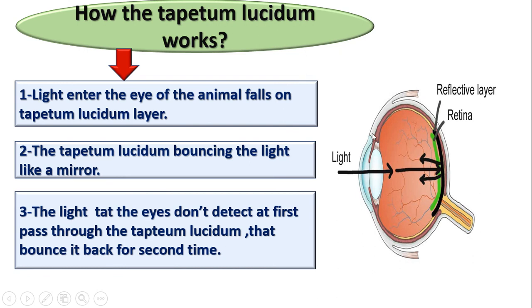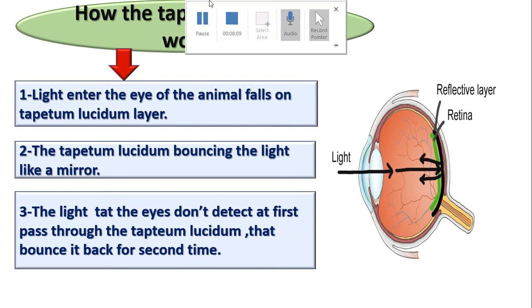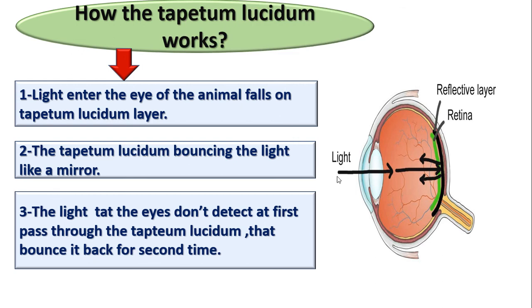Again, now we will repeat how the tapetum lucidum works. Number 1, the light enters the eyes of the animals from the pupil here and falls on the tapetum lucidum layer, and the tapetum lucidum does what to the light? Bouncing or reflecting the light, just like a mirror, and the eyes will collect more light and glow and can see well at night. So the light that the eyes don't detect the first time is reflected back from the tapetum lucidum and it can see it very, very well.